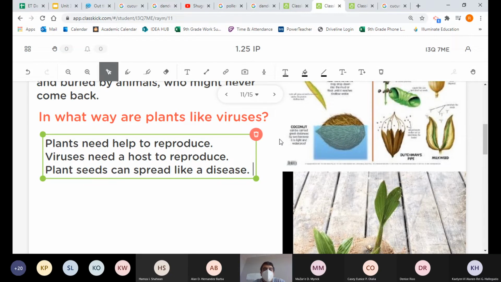Okay? So remember, viruses are a lot more like parasites in the sense that they're kind of taking over a host and they're using it to make more. Plants, they're not motile, right? They don't move. So they just need help. They need intermediaries to reproduce for the most part.